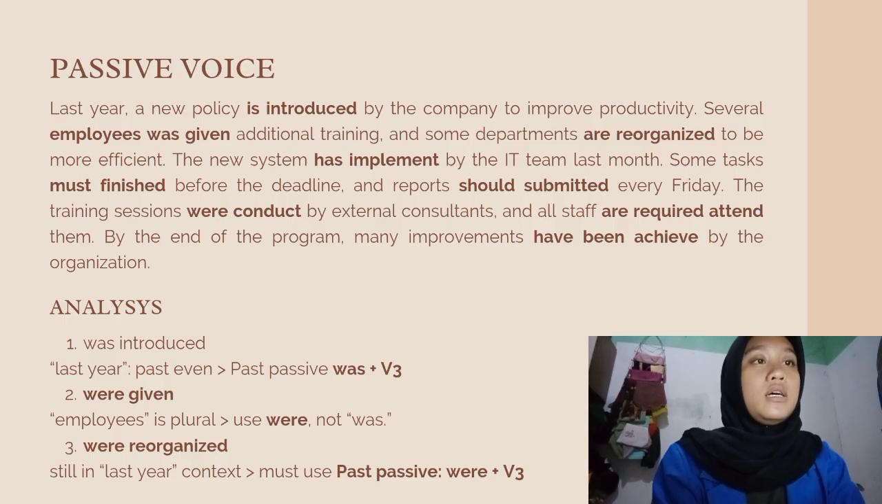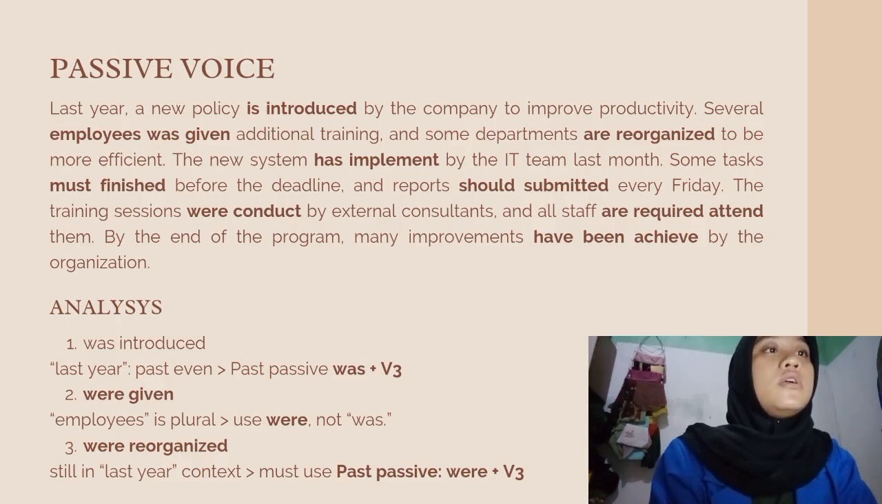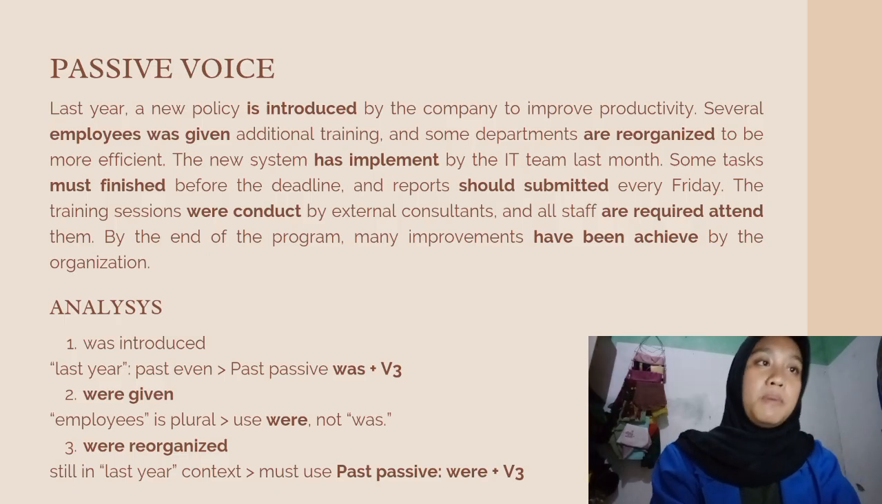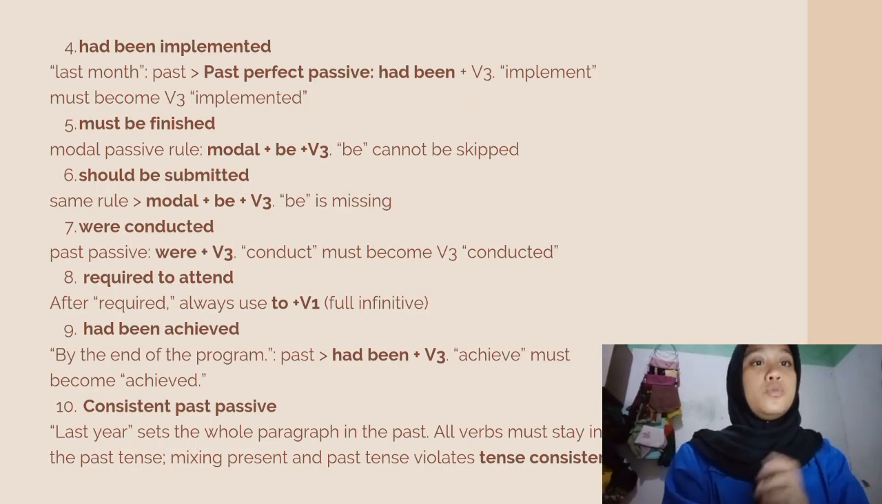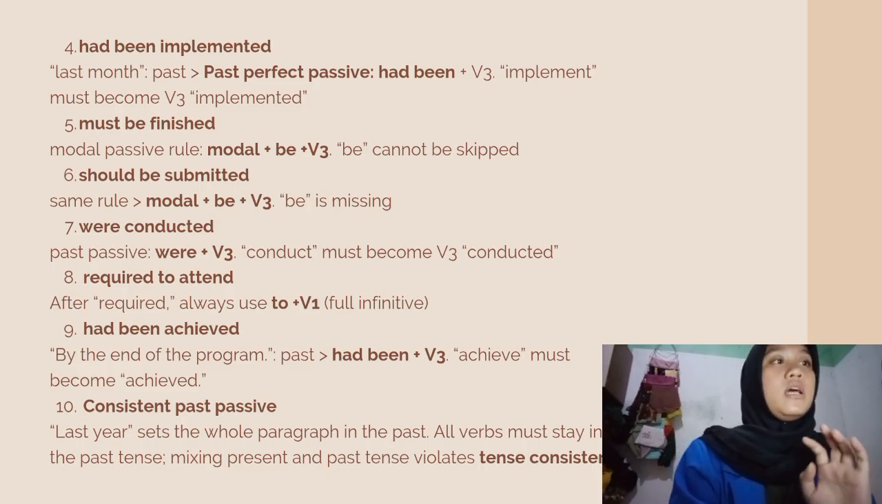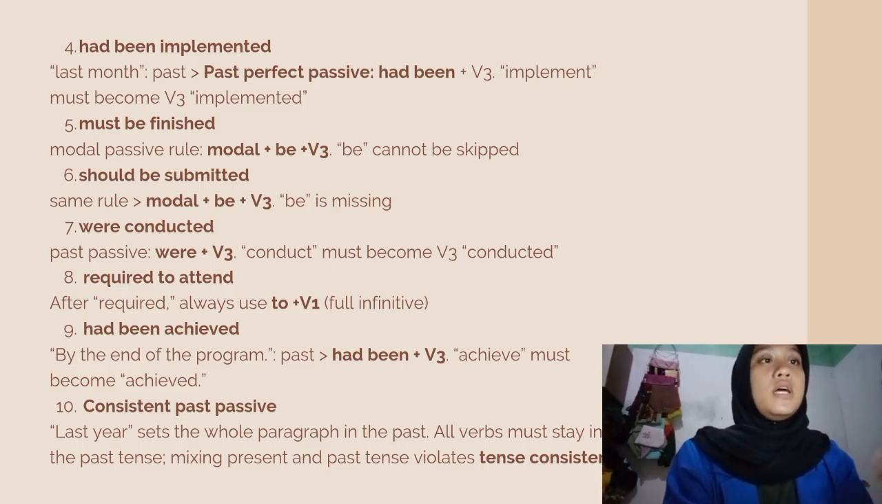Number 3, are reorganized should be were reorganized. Still in the last year's context, so it is past passive. Number 4, has implemented should be had been implemented. Last month signals a past event, so we use past perfect passive: had been plus verb 3. Number 5, must finish it should be must be finished, because the modal passive rule requires modal plus be plus verb 3. The word be cannot be skipped.